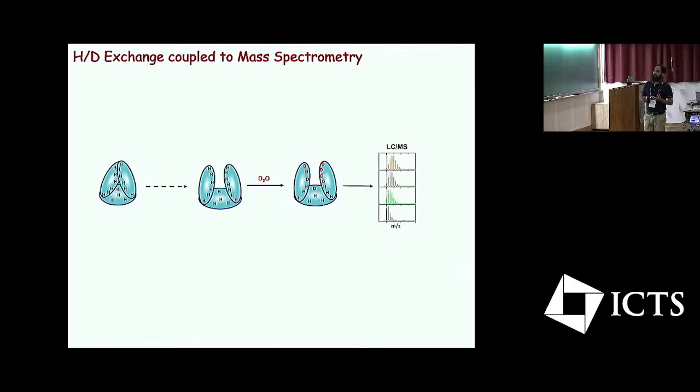So we can track how many of them have got into the protein and which regions or domains of the protein they are at. The bottom line is that we can track the conformational dynamics of this protein by coupling it with mass spectrometry. As you can see, as more and more deuterium gets incorporated with time, the mass spectra shift towards higher and higher mass.